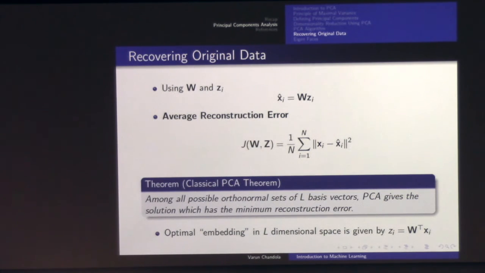I can do many things, right? All of that can be done by using some basis vectors, right? So the idea is that if you reduce your X into an L dimensional space, then the best answer in terms of this reconstruction error will be given by PCA and nothing else. All right. So that is the idea.